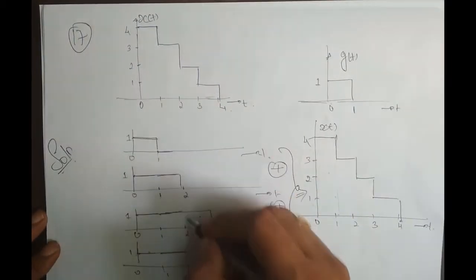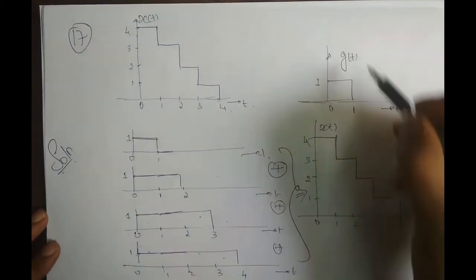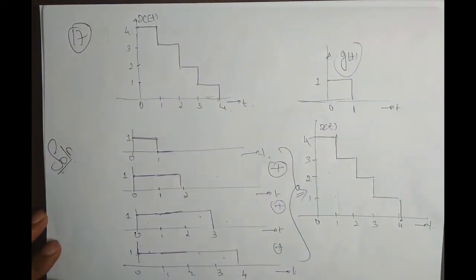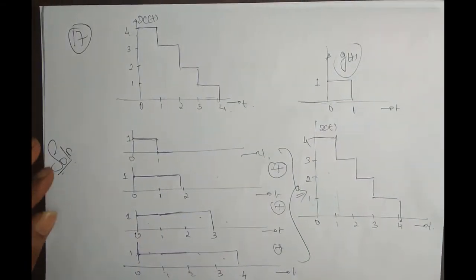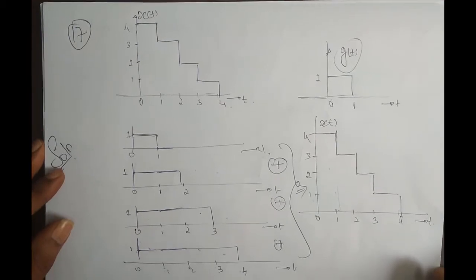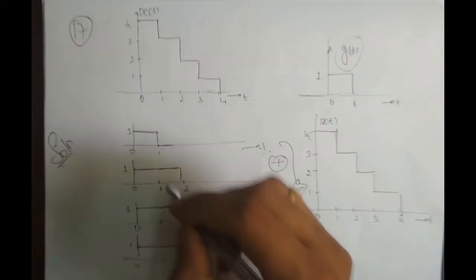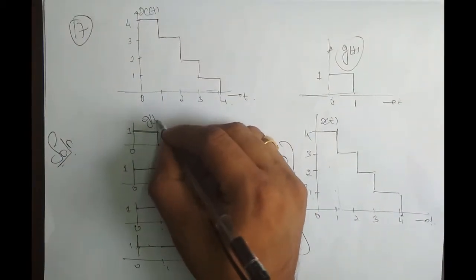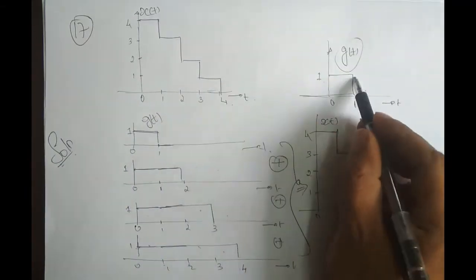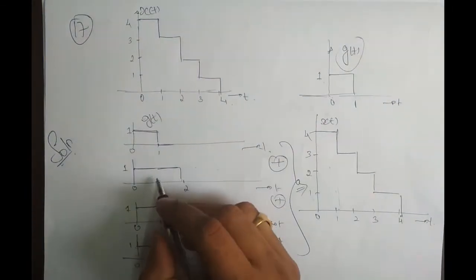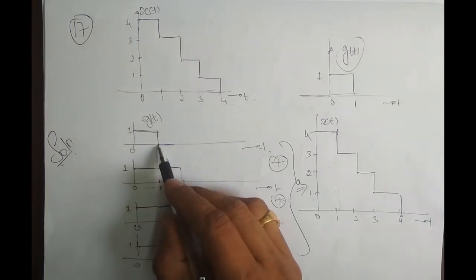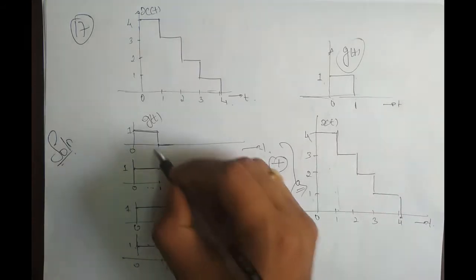But these individual 4 signals have to be represented in terms of g of t. Okay, that is our aim. So how do we put all these individual signals in terms of g of t? This is g of t itself, because g of t is 1 for t varying from 0 to 1. And what is this in terms of g of t? This is basically what? So this is my g of t.